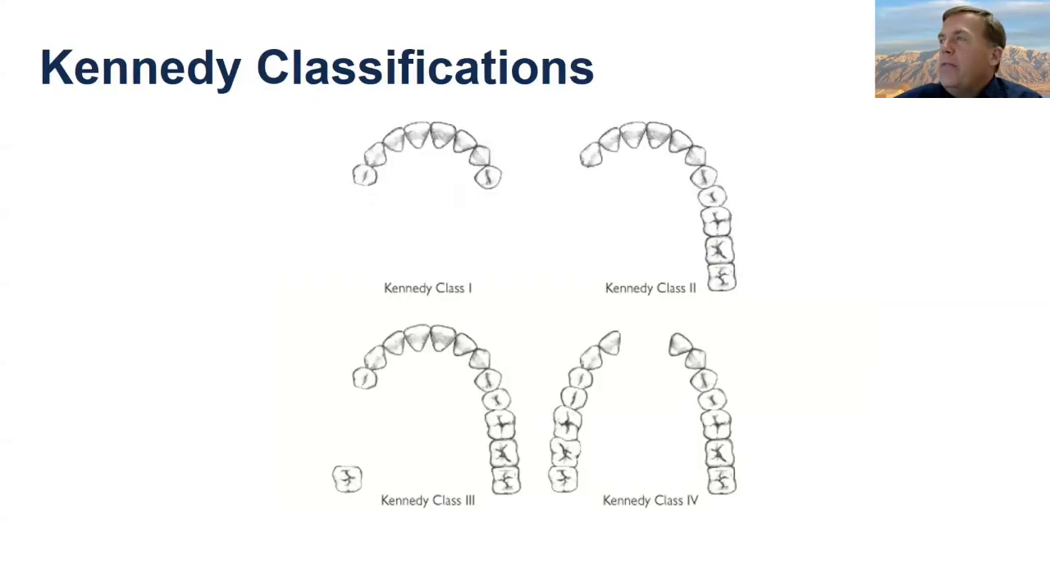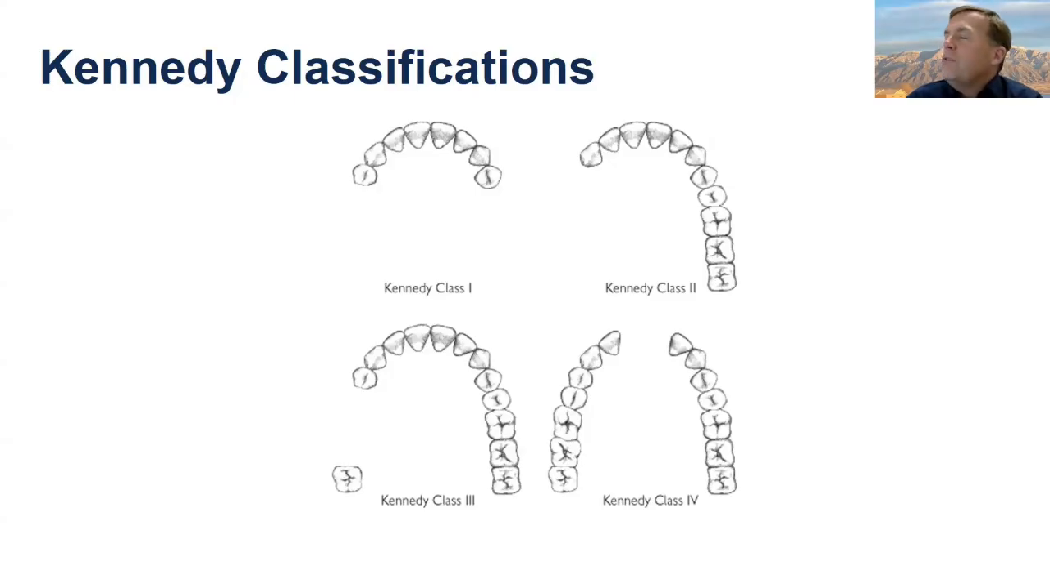So we'll start out, like we always do with partials, with the Kennedy classes. These were developed in 1923 and updated by Dr. Applegate in 1954. And you can see that we have, I'm sure you learned in school, four basic classes of partials. Class one has bilateral free ends.